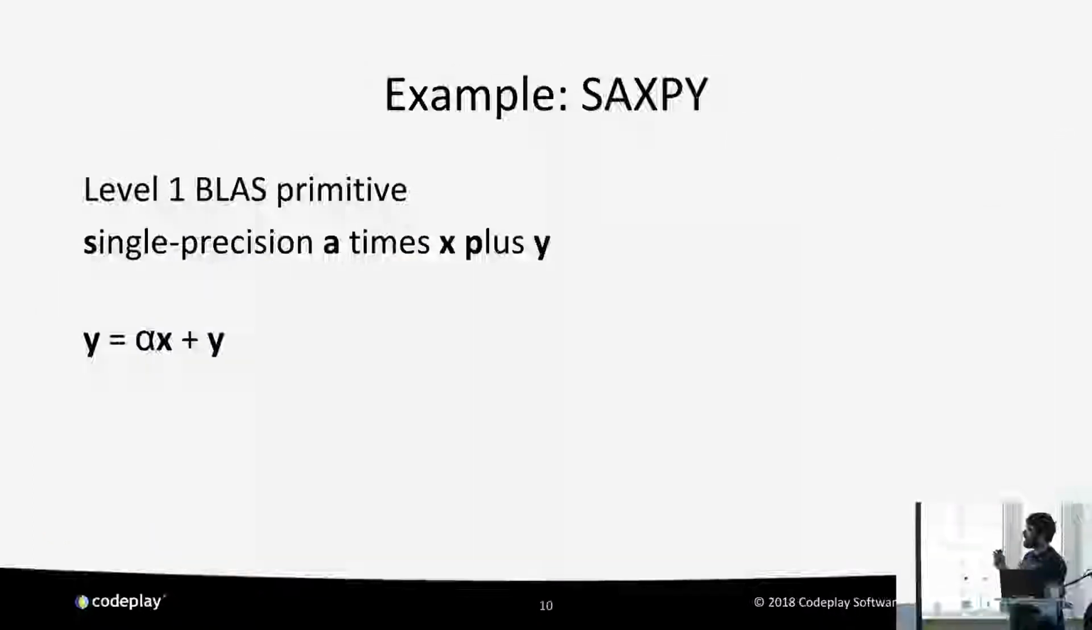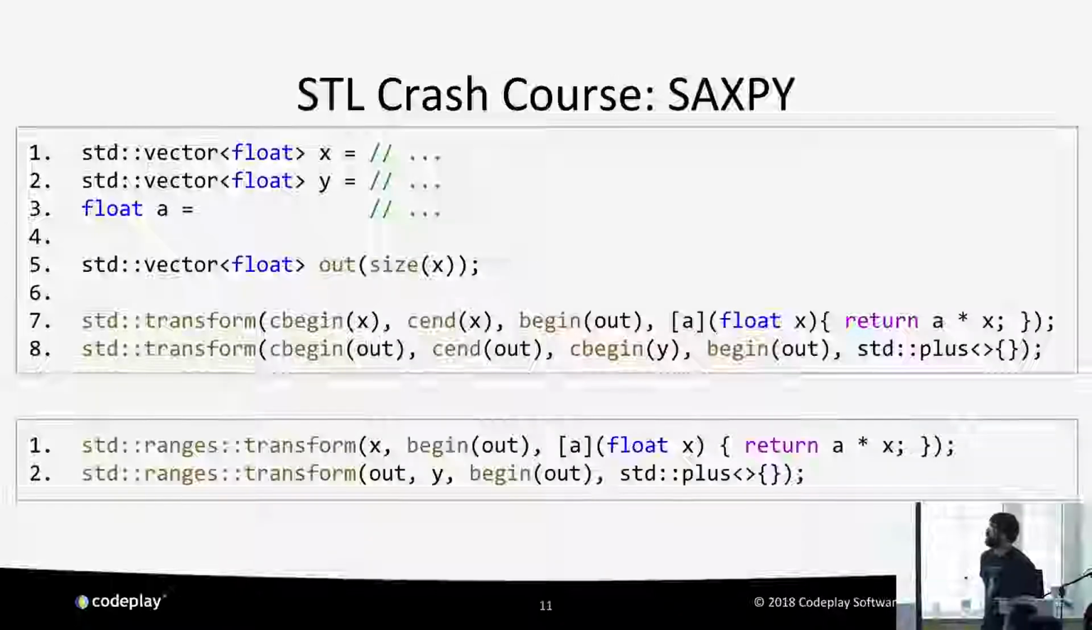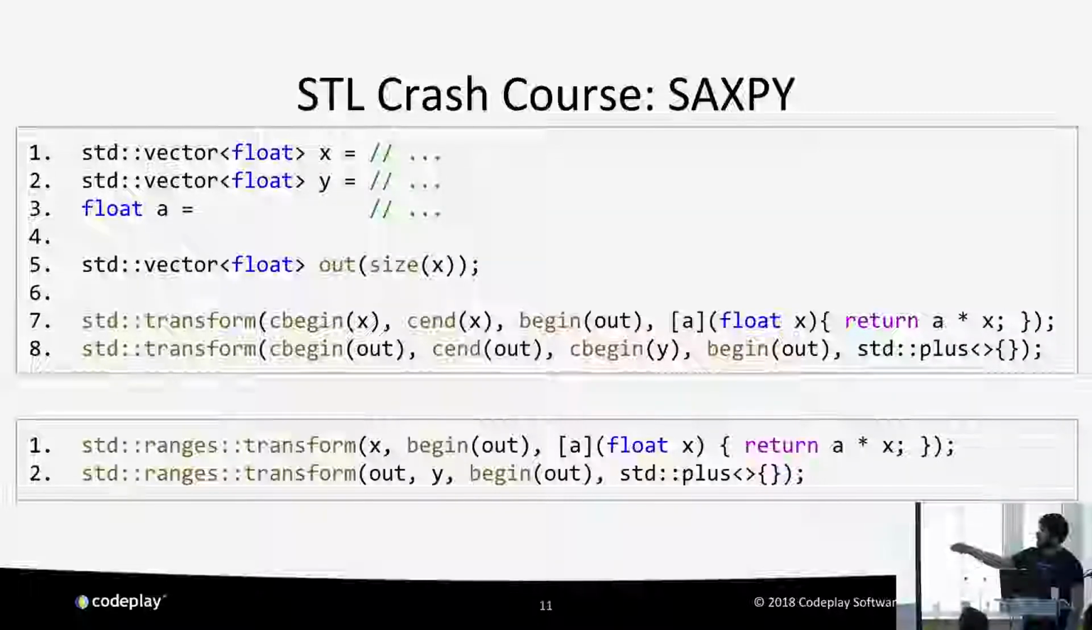All right, so SAXPY is a level 1 basic linear algebra subprogram primitive where we provide two vectors as input, x and y, and a scalar alpha as input as well. And the result will be that the vector y becomes the sum of ax plus y. And now let's take a look at how we would implement that using the STL. So what we do is we've got our two vectors here, x and y. We've got our scalar a, and then an output vector.